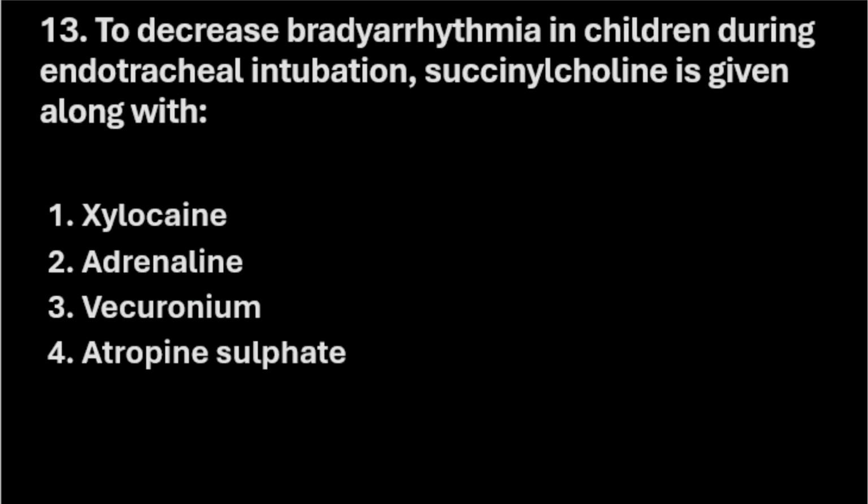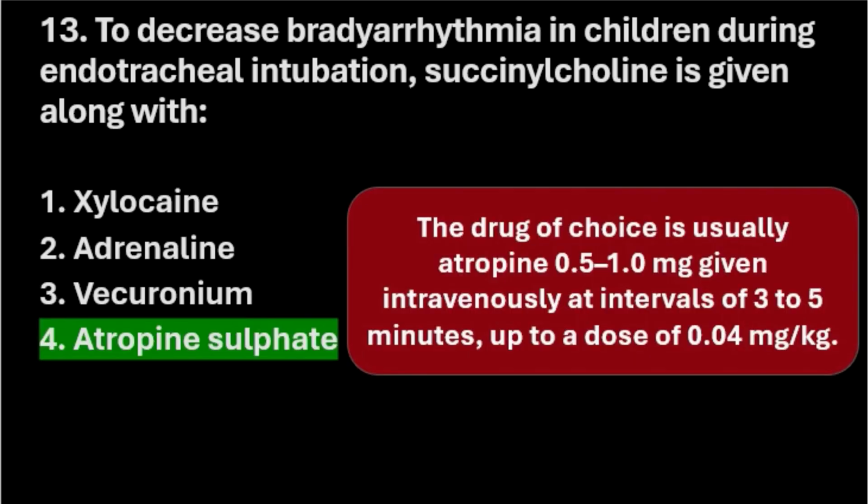Next question. To decrease bradyarrhythmia in children during endotracheal intubation, succinylcholine is given along with: option 1 xylocaine, option 2 adrenaline, option 3 vecuronium, and option 4 atropine sulfate. The right answer is atropine sulfate. The drug of choice usually in bradyarrhythmia is atropine 0.5 to 1 mg given intravenously at intervals of 3 to 5 minutes, up to a dose of 0.04 mg per kg, or a maximum of 3 mg is the permissible limit.